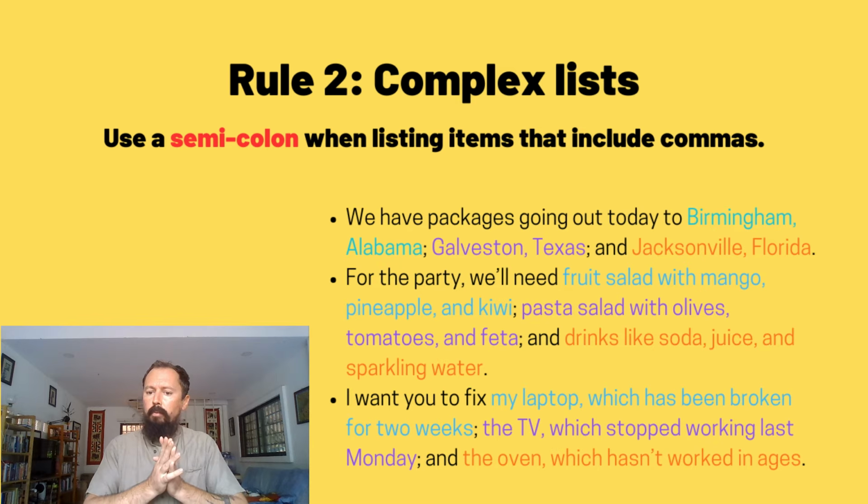And the third example here, we can see we've got my laptop, and then we've used a relative clause to give information about it. Then there's the TV, and then another relative clause, and then the oven, and a third relative clause. So these are cases when we might want to separate our items with a semicolon, because if you just use lots and lots of commas, it can be quite confusing for the reader.